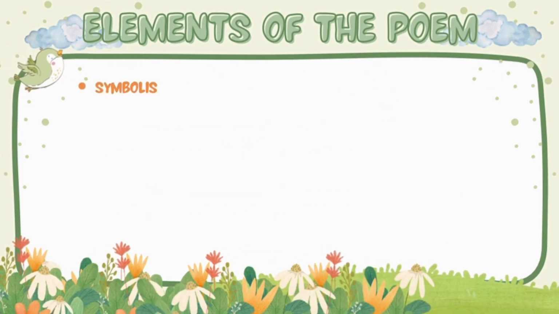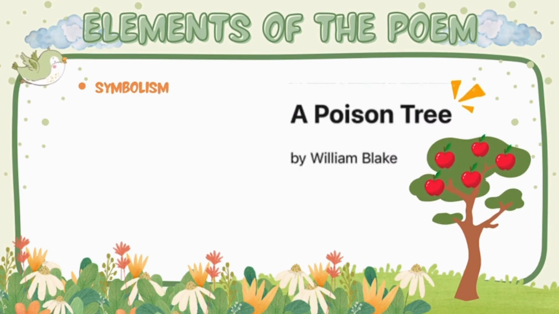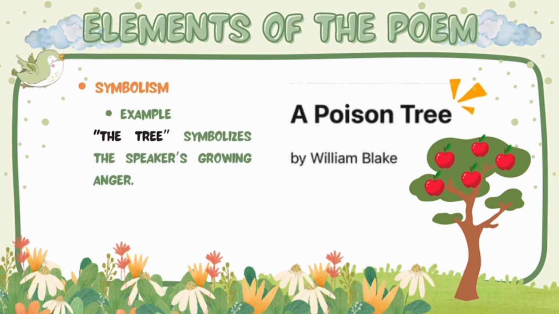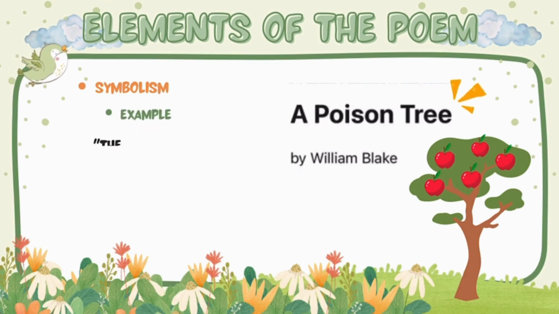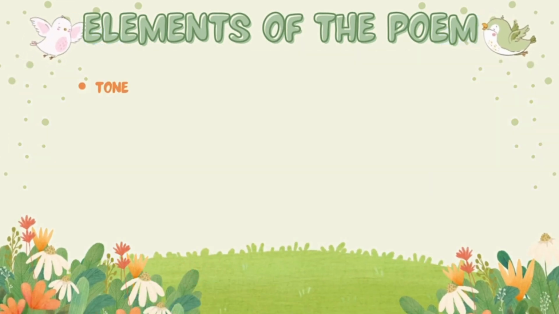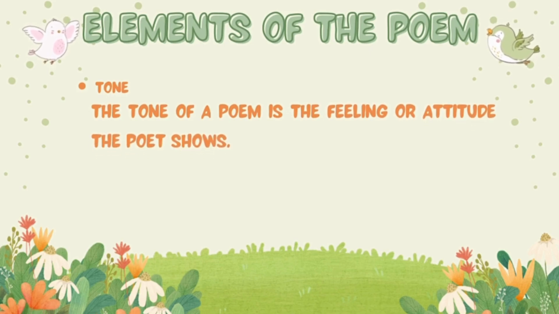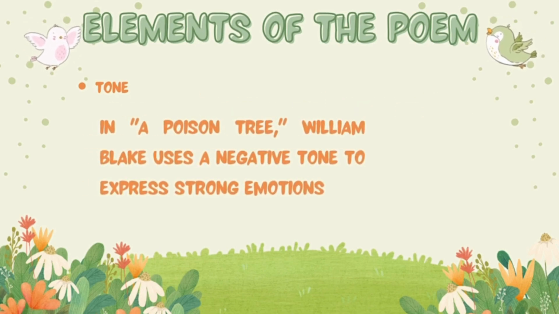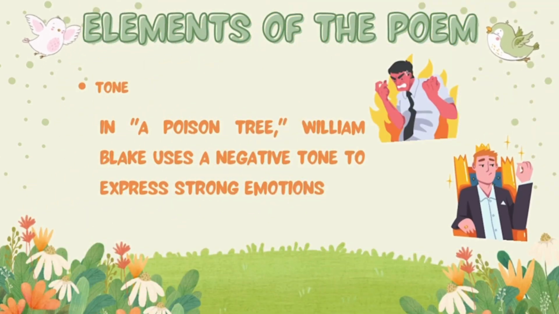In A Poison Tree, William Blake uses 2 main symbols, the tree and the apple. The tree represents the speaker's growing anger, which becomes stronger over time if unchecked. And the apple symbolizes the result of that anger, a dangerous and poisonous fruit that leads to harm. Next is tone. The tone of a poem is the feeling or attitude the poet shows. The tone of A Poison Tree is negative, showing strong emotions like anger and arrogance. Blake uses this tone to highlight the destructive power of unchecked anger.